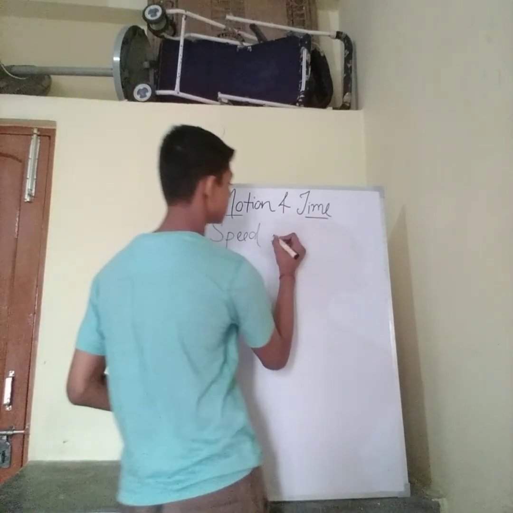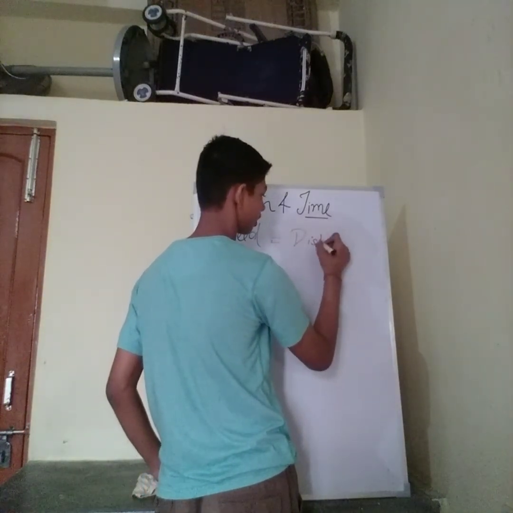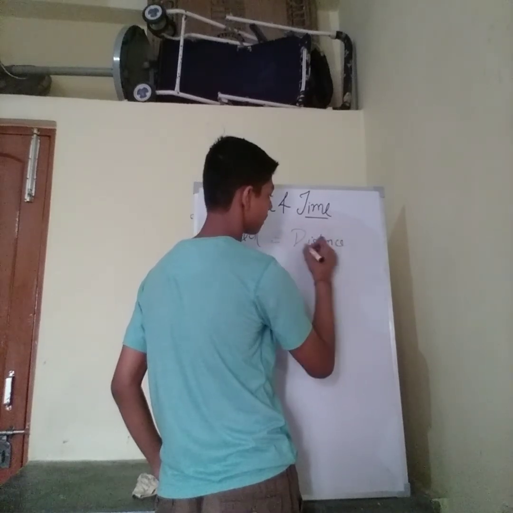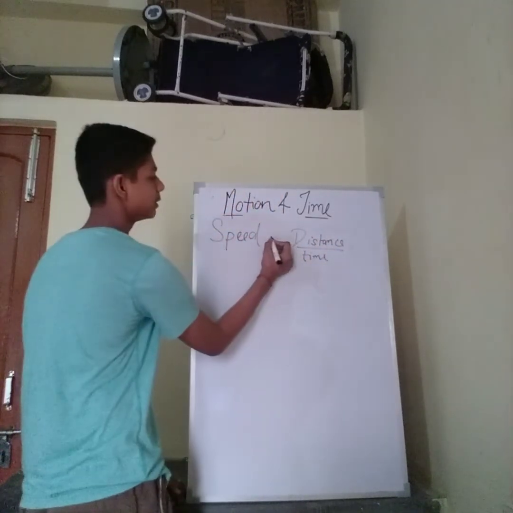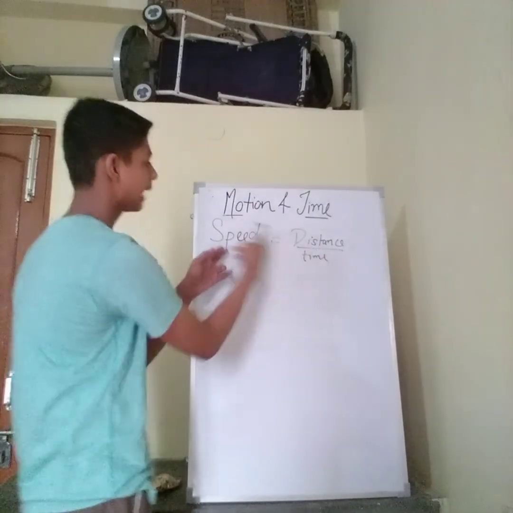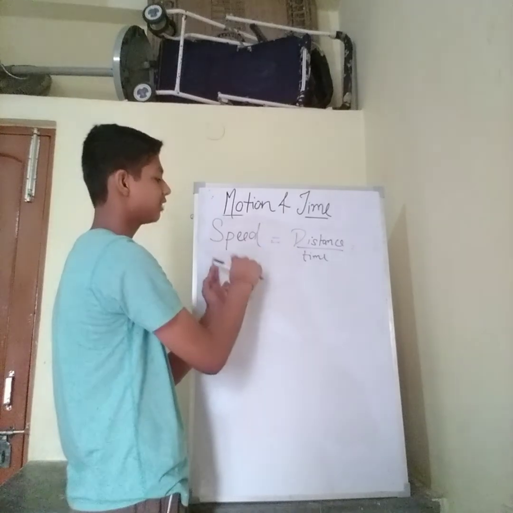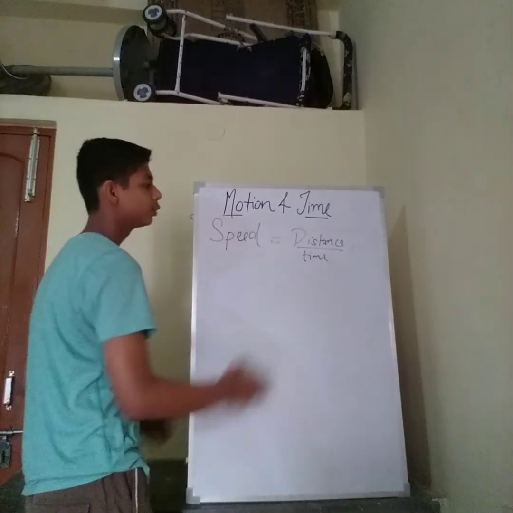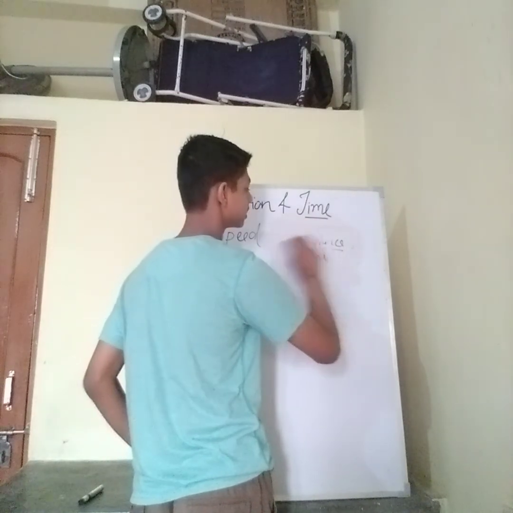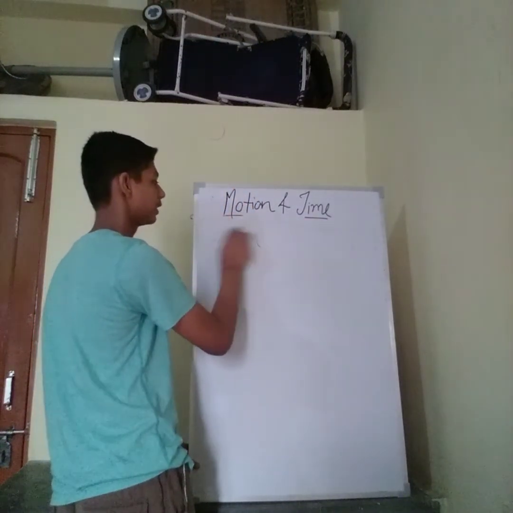Speed is equal to distance by time. From this equation we can derive time is equal to distance by speed, and distance is equal to speed into time. Speeds are of two types. First is uniform speed and second is non-uniform speed.